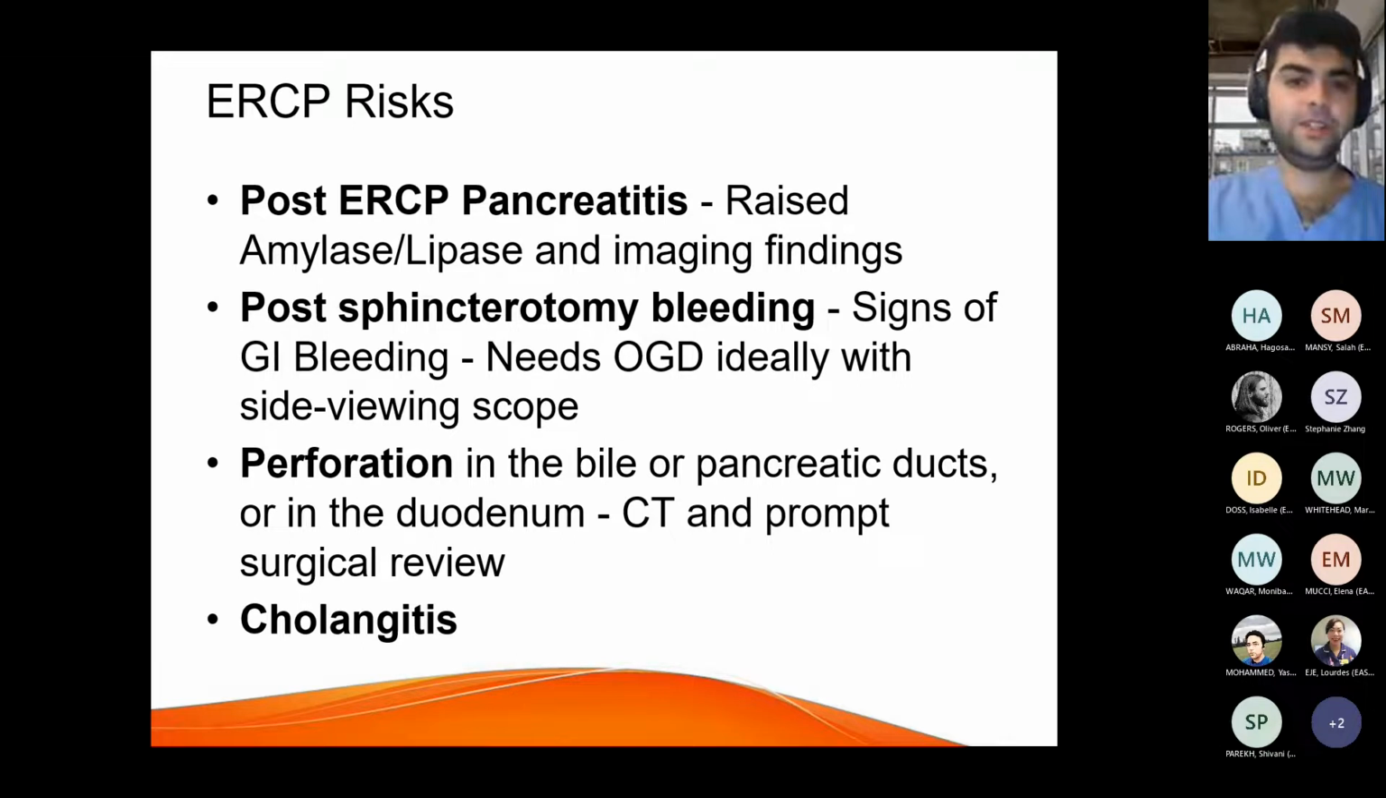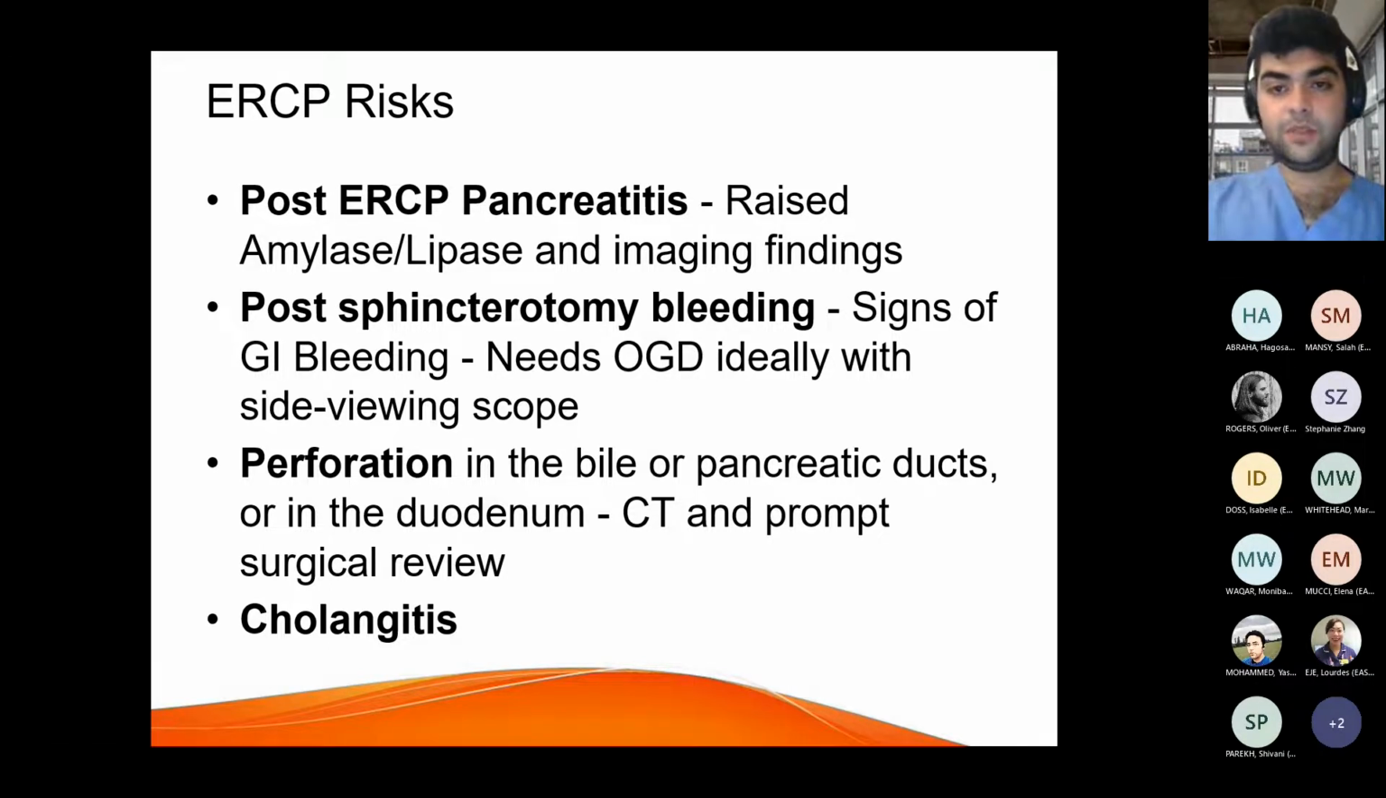In this scenario, obviously, the melena will give you a good clue about what it could be, but the main risks of an ERCP are post-ERCP pancreatitis, which is by far the most common risk, and post-sphincterotomy bleeding. Like I said earlier, when you do an ERCP, you make an incision, and that incision can be the source of a lot of troubles related to ERCP.